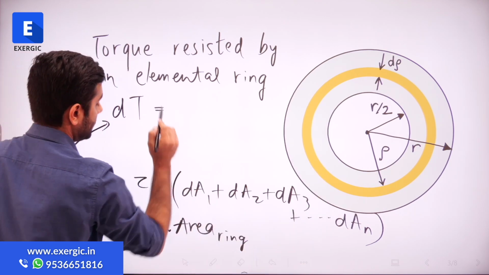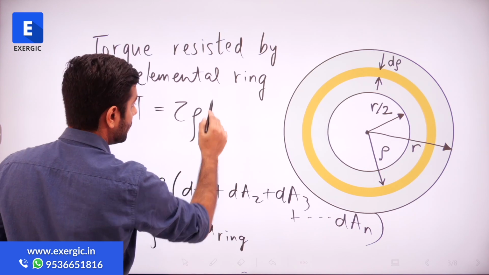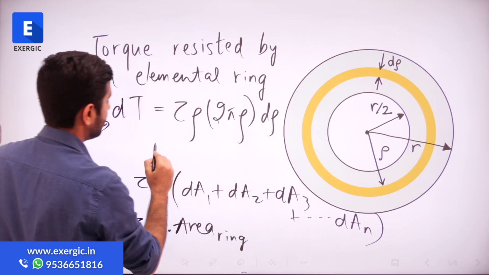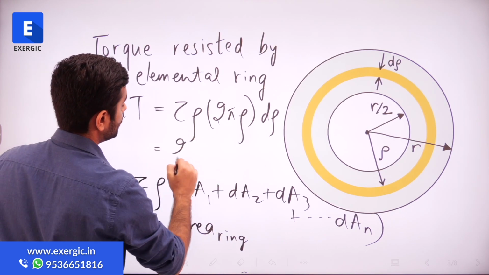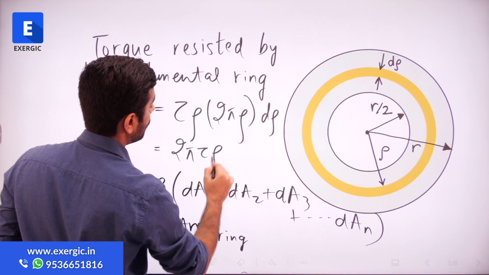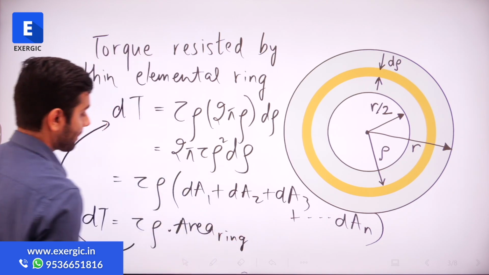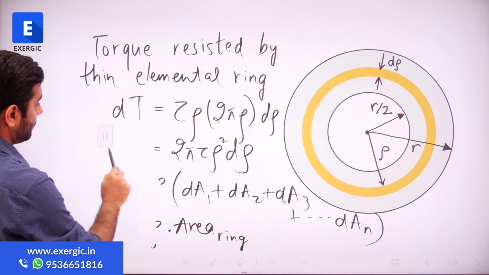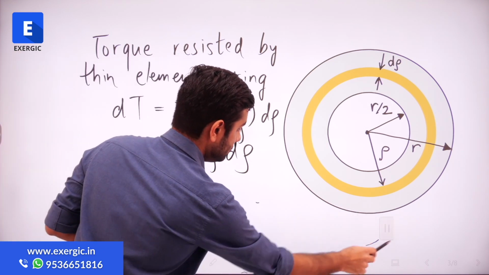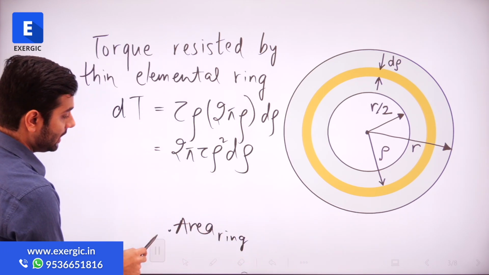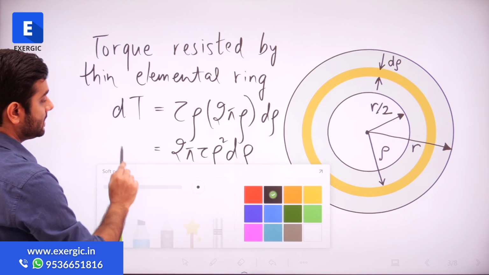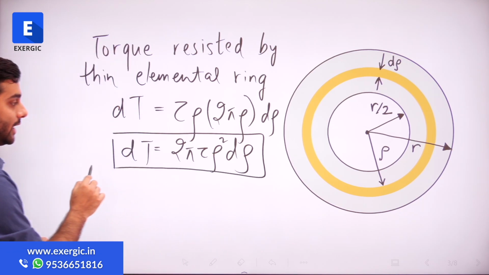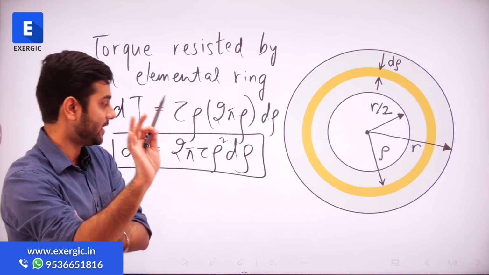So dT is equal to tau times rho times area. Area was 2 pi rho d rho. If I multiply it, what will I get? 2 pi tau rho square d rho. Right? Upon performing the multiplication and putting the value of the area of the ring, this is the expression of dT that I am going to get. It's not over yet.